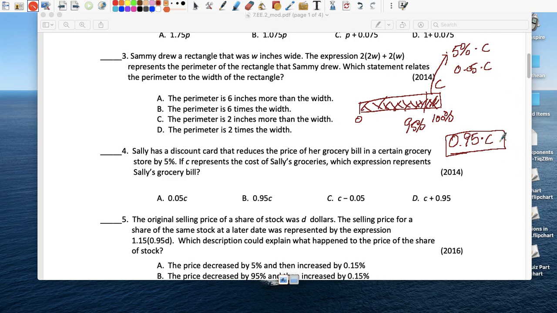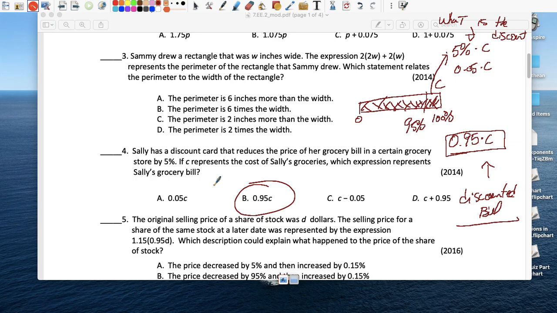So 2 different questions here. This one is asking you for the discounted bill. How much are you paying after the discount? This one is asking you simply what is the discount. All right, so don't confuse those two. Okay, so in this case, we got that, and this is the one that I don't want you to be confused with.